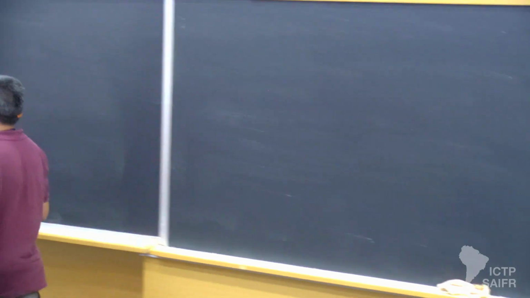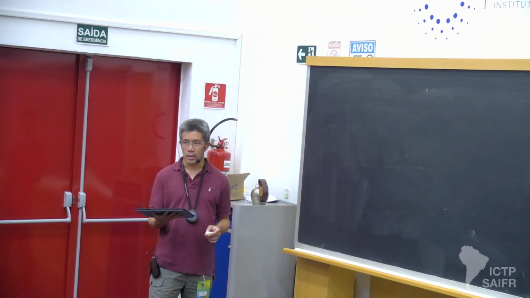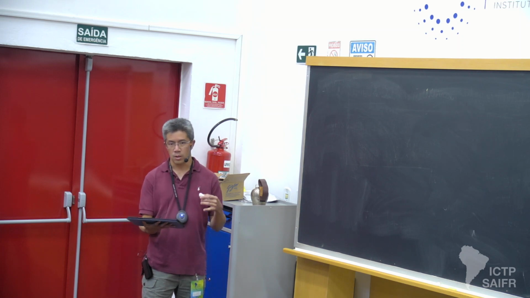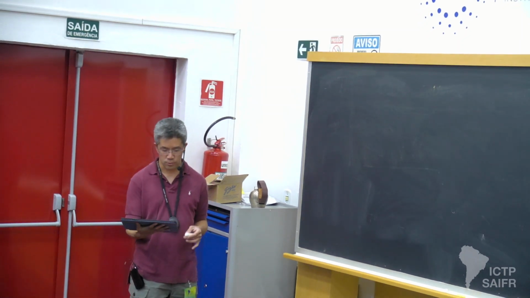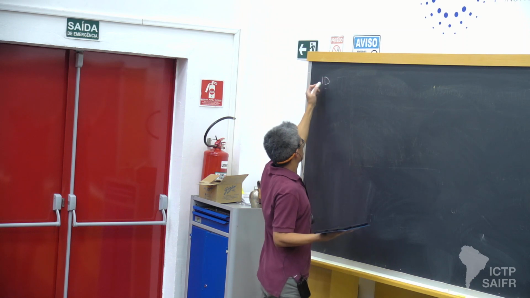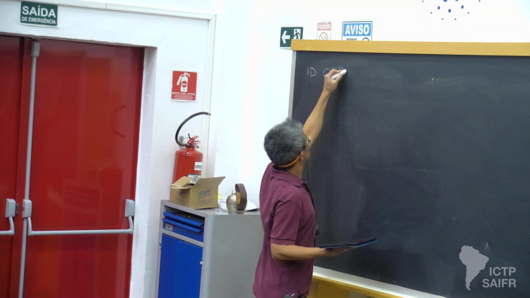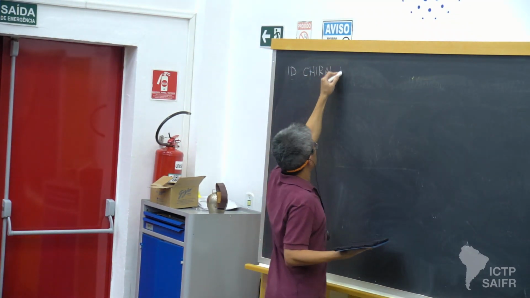So what I'd like to do now is introduce a minimal model of atom-light interactions, or atoms interacting with a continuum of photon modes. This model is known as the one-dimensional chiral waveguide.